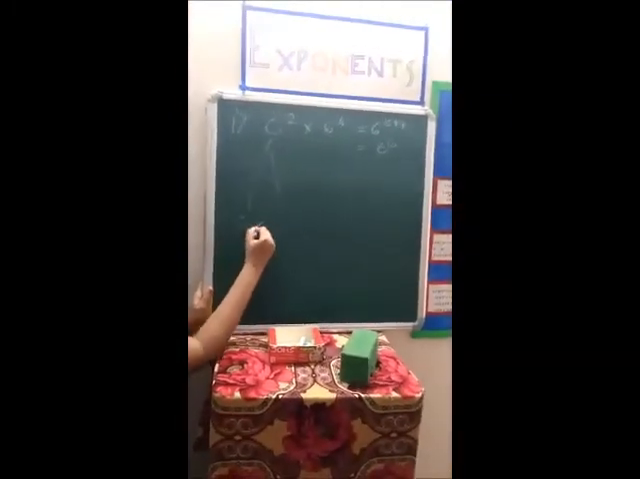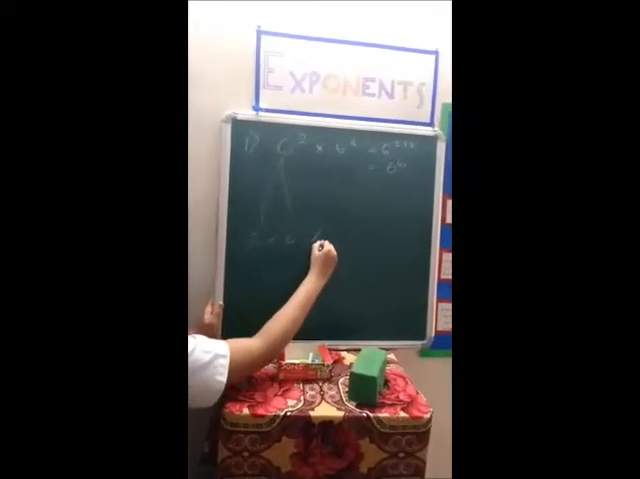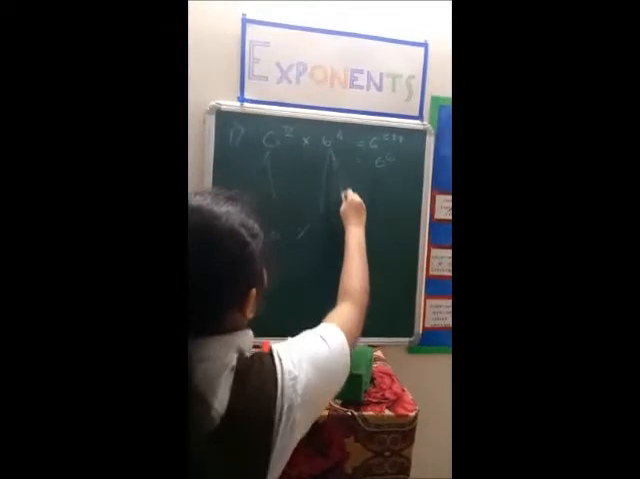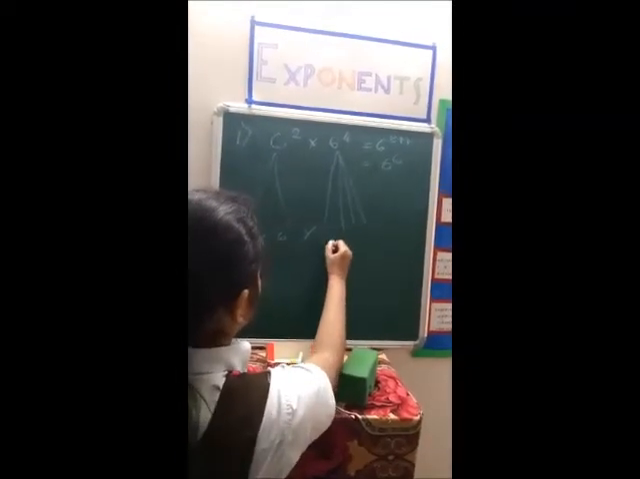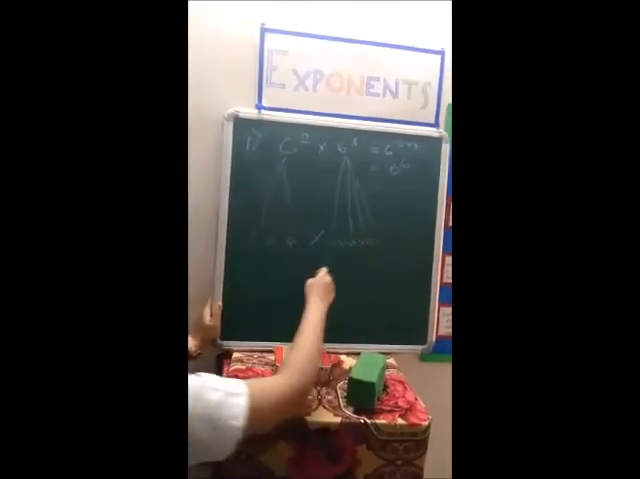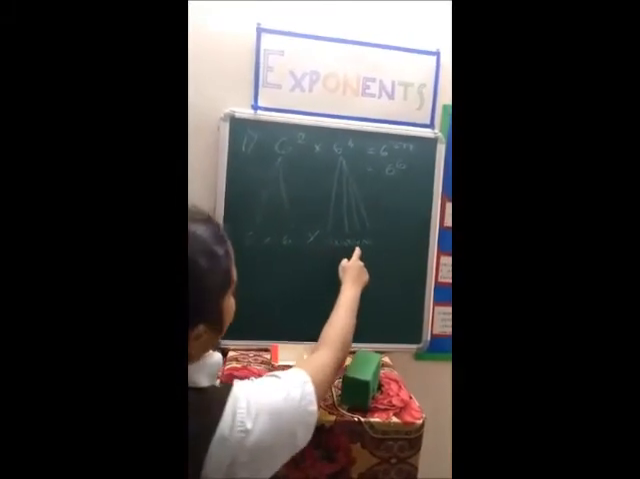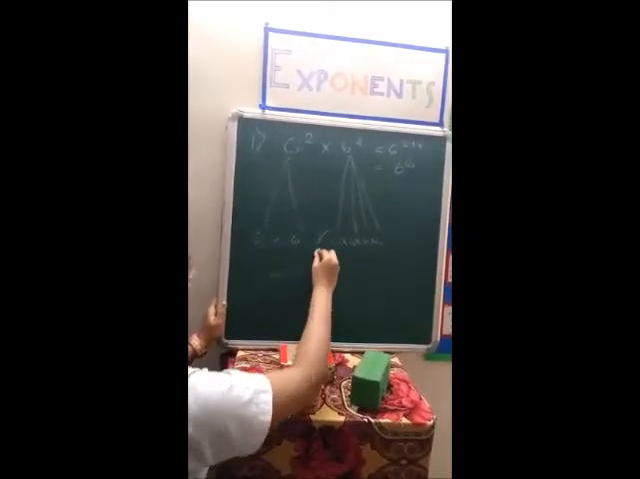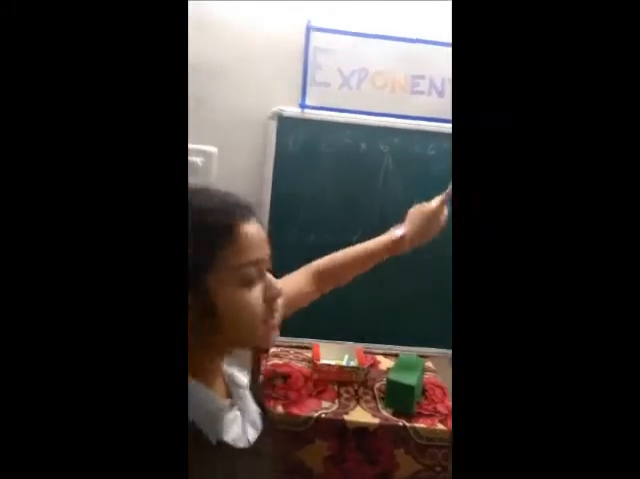2 times 6 multiplied by 4 times 6 means 1, 2, 3, 4, 5 and 6. That is equal to 6 power 6. Means here is also 6 power 6 and here is also 6 power 6. Proof.